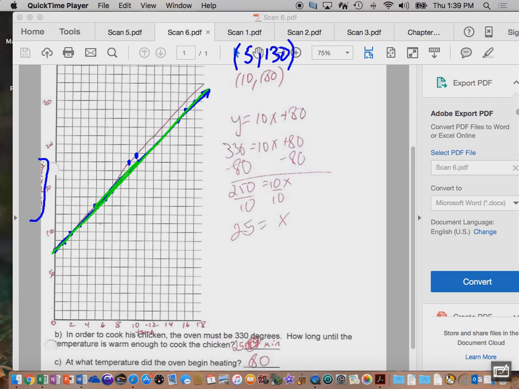Okay. Now, based on that graph, we have two things we need to answer. The first one is, in order to cook his chicken, it has to be 330 degrees. I'll do that one second. Part C, at what temperature did the oven begin heating? It begins heating when the time is 0. This is where the time is 0. That would be 60, 70, 80 degrees.